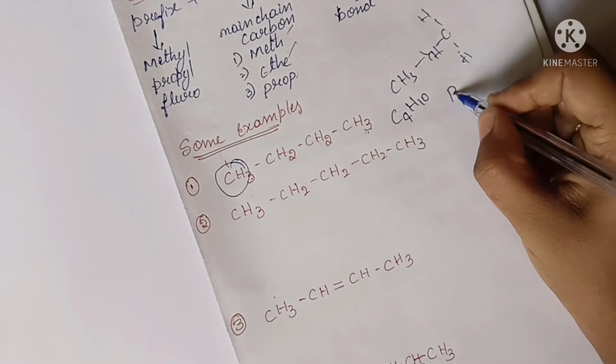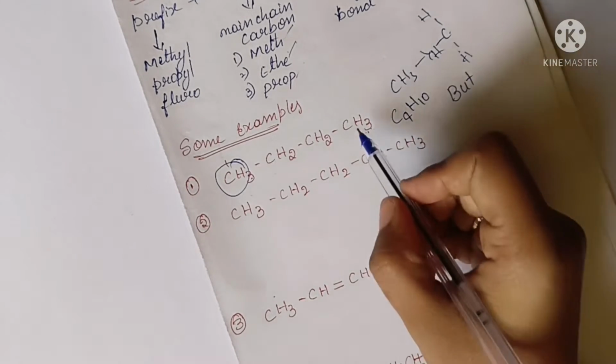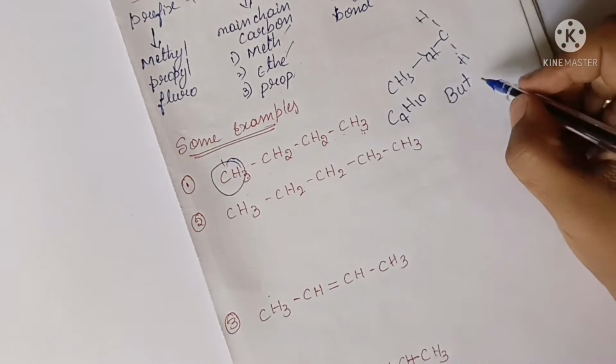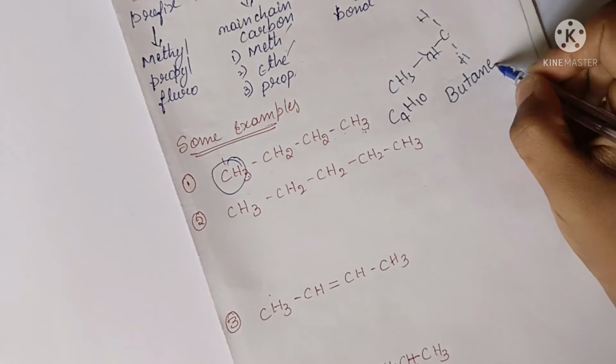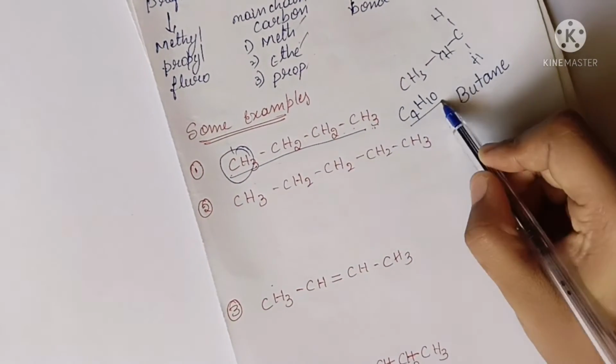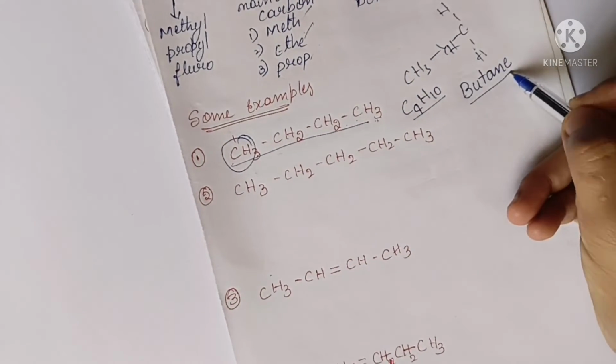This one we call but. There is no double or triple bond here, only single bonds, so we call it butane. This structure is butane, and this one also butane, and this one also butane. Okay, and the next one.